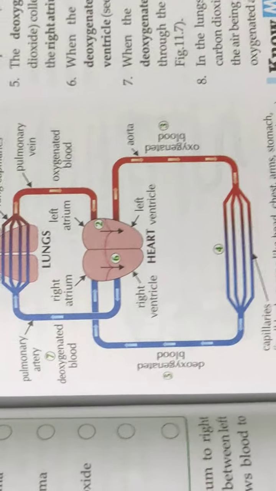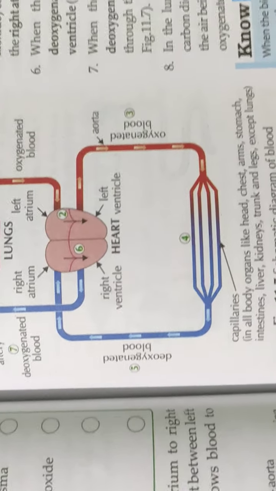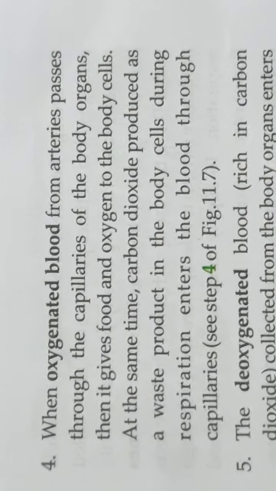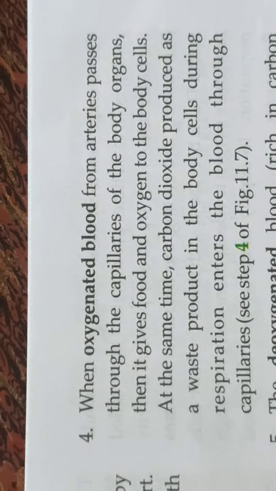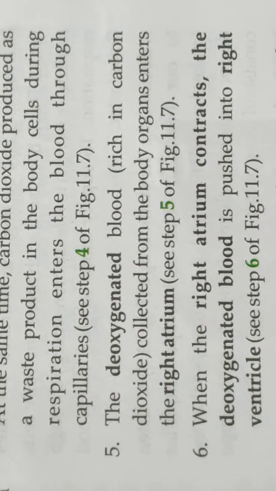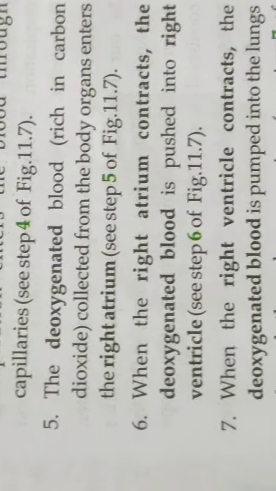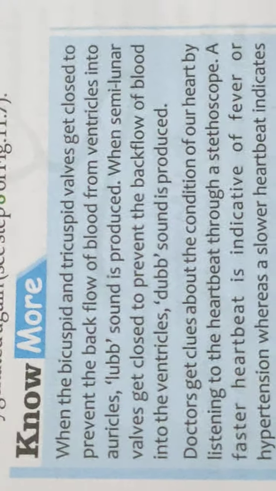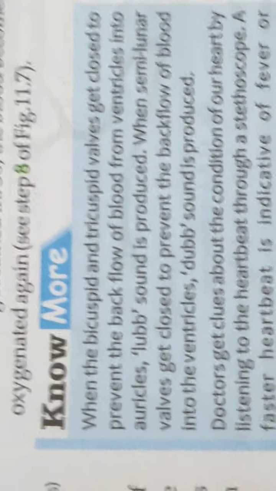Now, when the right ventricle contracts, the deoxygenated blood is pumped into the lungs through the pulmonary artery, and the deoxygenated blood gives out carbon dioxide and absorbs fresh oxygen from the air being breathed in, so the blood becomes oxygenated again. This process goes on regularly throughout our whole life. When it stops, we can't stay alive. That's all.